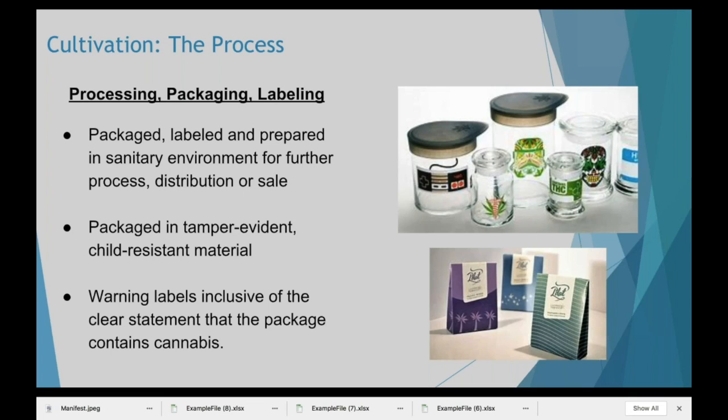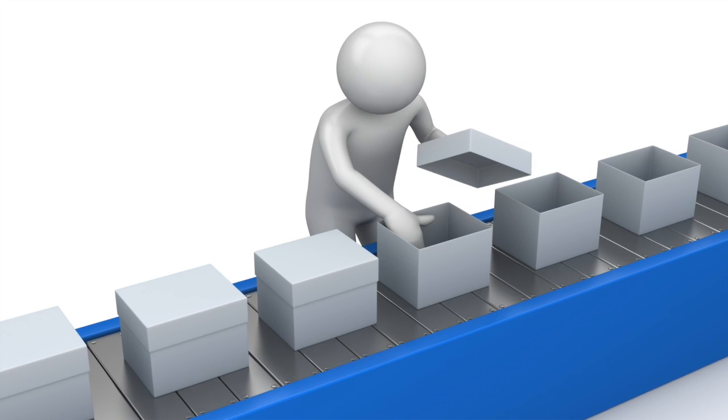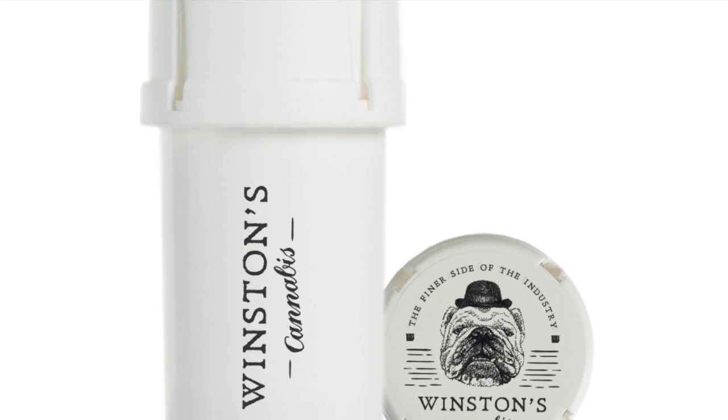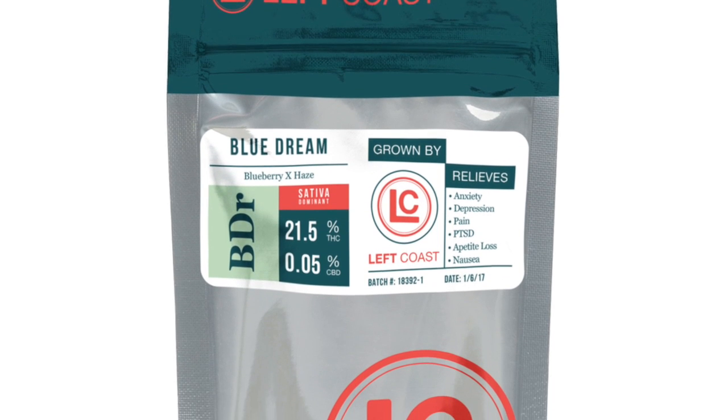Packaging should be done in a sanitary environment suitable for packaging as approved and required by regulatory agencies. Careful attention to packaging is often required by rule. In many areas, products must be packaged in opaque, tamper-evident, and child-resistant bags, boxes, or containers. Packaging will include warning labels inclusive of the clear statement that the package contains cannabis. Rules regarding branding and advertising are also common.